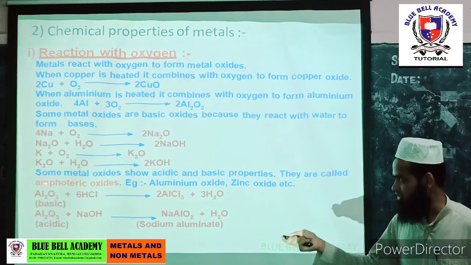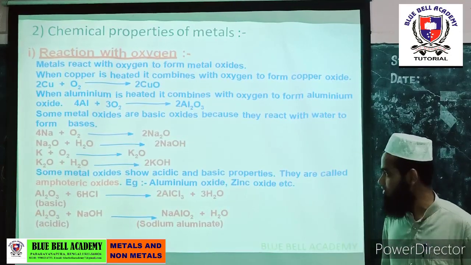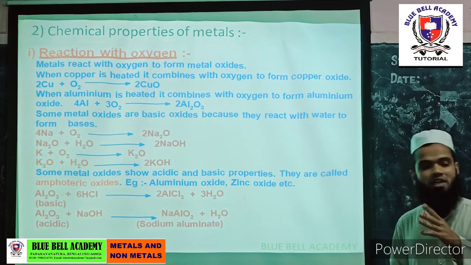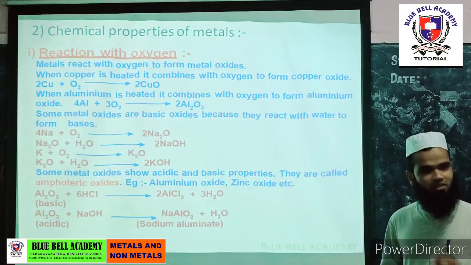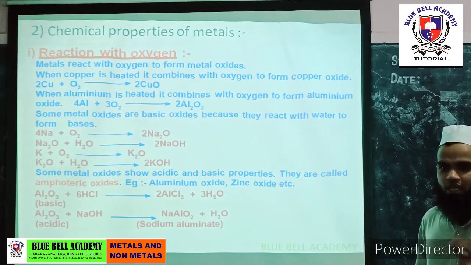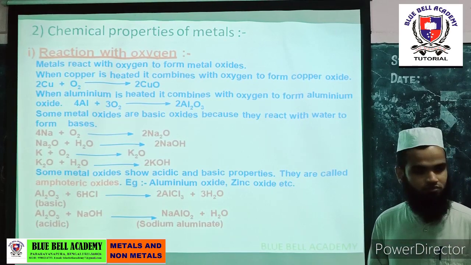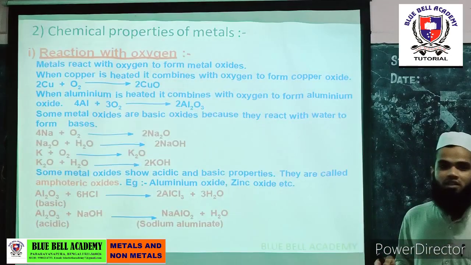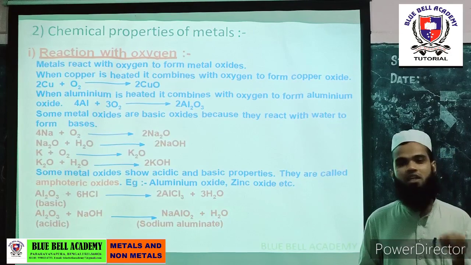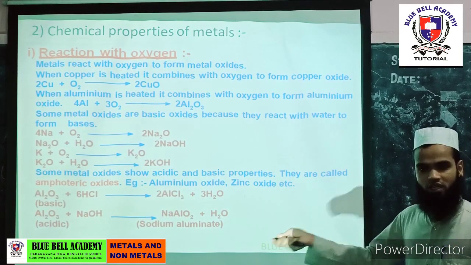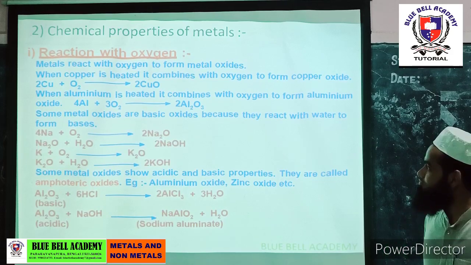Such metallic oxides are called amphoteric oxides. Examples are aluminium oxide and zinc oxide. In your exam, they can ask a cross question: show how aluminium behaves amphoterically, or elaborate with the chemical equation the amphoteric nature of aluminium. In such a case, you have to elaborate these two equations.